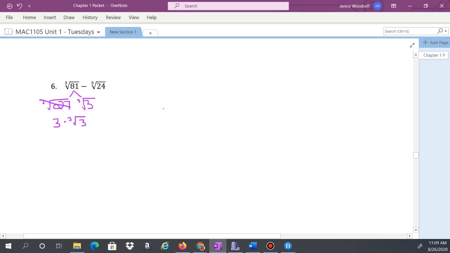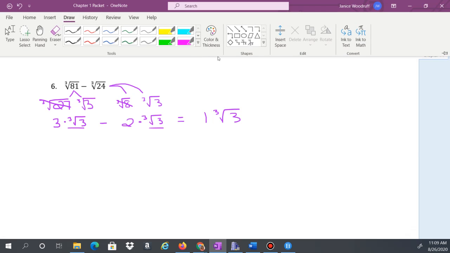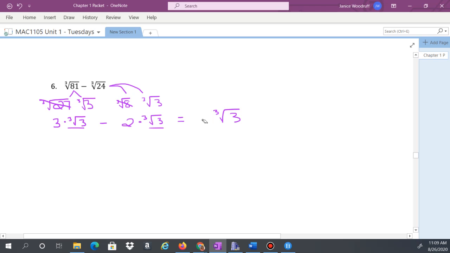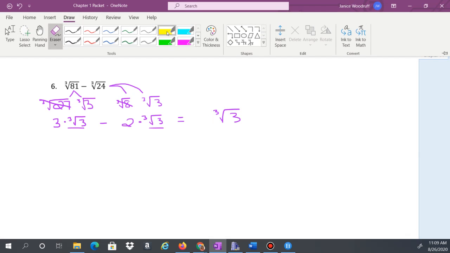All right, and then 24 on that list, what goes into 24? 8, the one that I forgot, right? So I'm going to break it out over here so we've got room. So we've got cube root of 8, cube root of 3. 8 times 3 is 24. Then take the cube root of 8, which is 2. 2 times cube root of 3, and then it's a minus. So the endings are exactly the same, cube root of 3. So you can just do 3 minus 2, which is 1. Do we need that 1? No, we do not. So that's it.